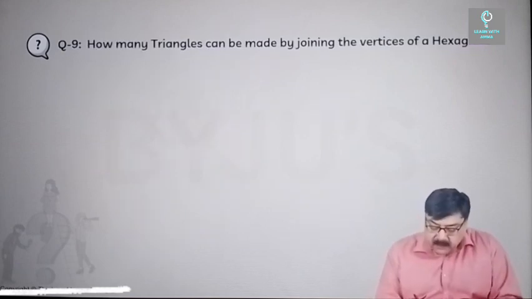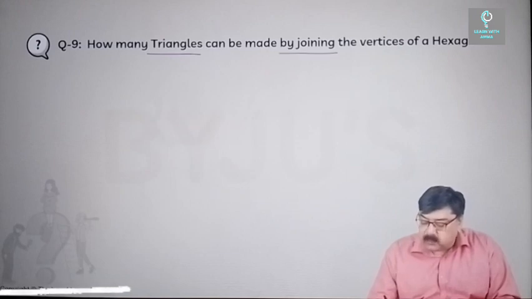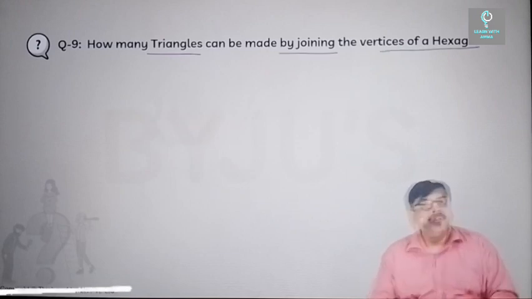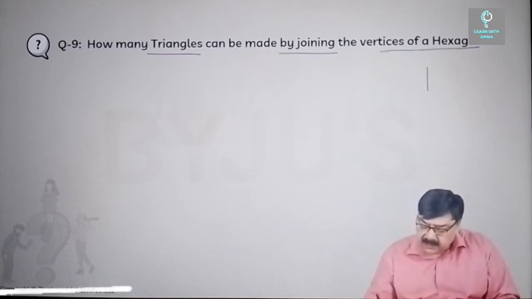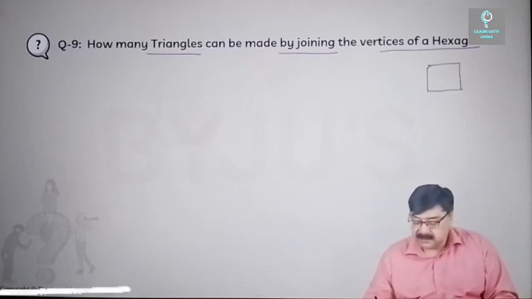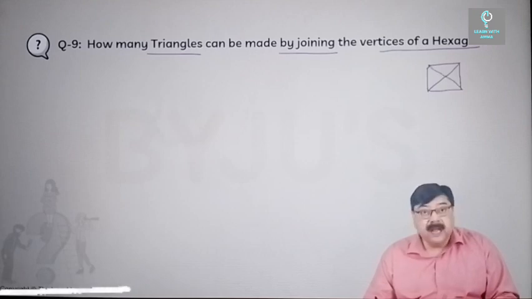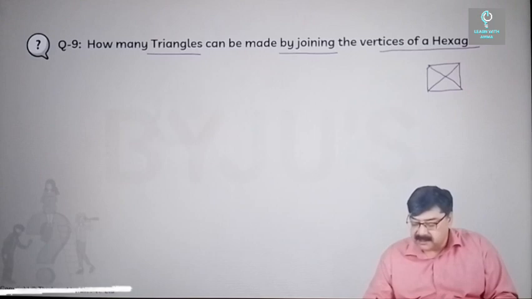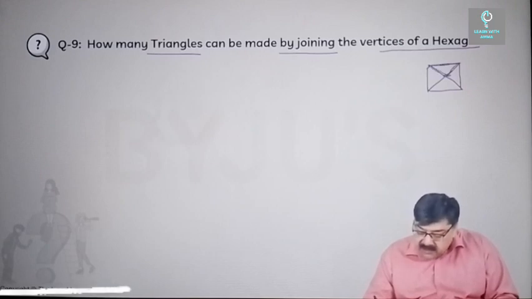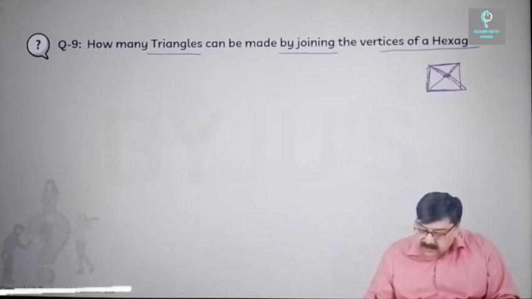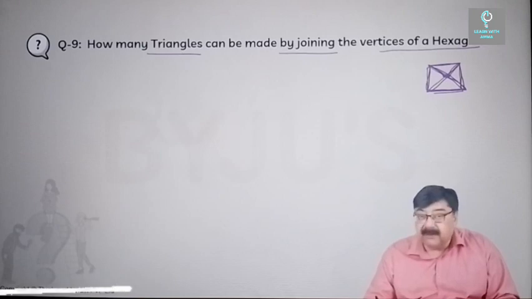Now this question says how many triangles can be made by joining the vertices of a hexagon. Before you go to a hexagon, I would like to take up a square in front of you. Now it has 4 vertices. If you join the vertices here, how many triangles can be made? Now see, even this looks like a triangle, isn't it? So this is a triangle, but then this is not a vertex. Alright, so we will count only these 2. This is 1, this is 2, and apart from that, this is 3 and this is 4.